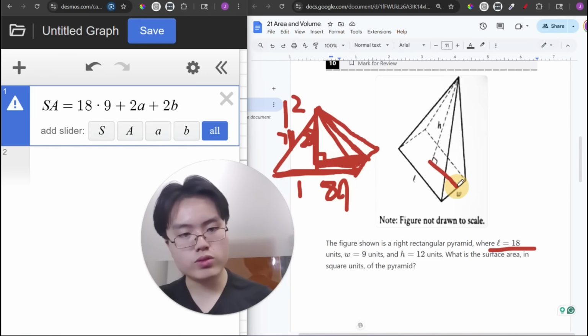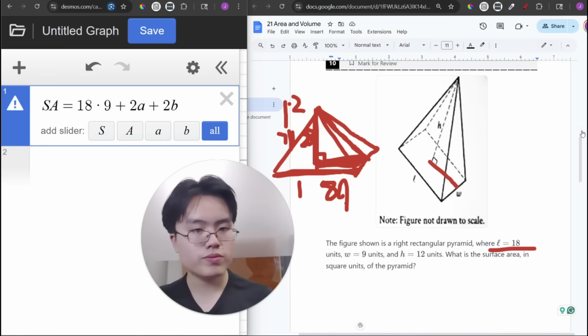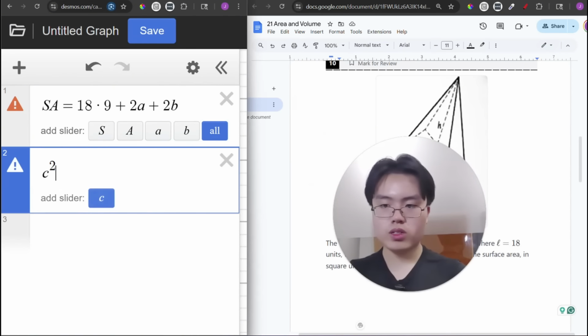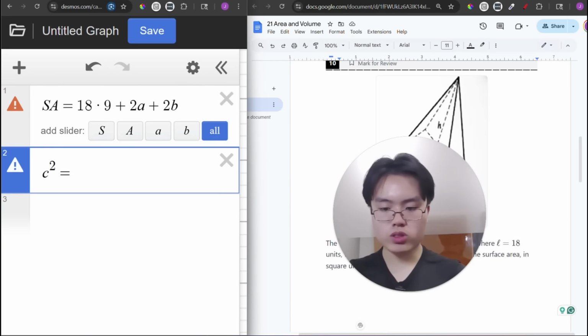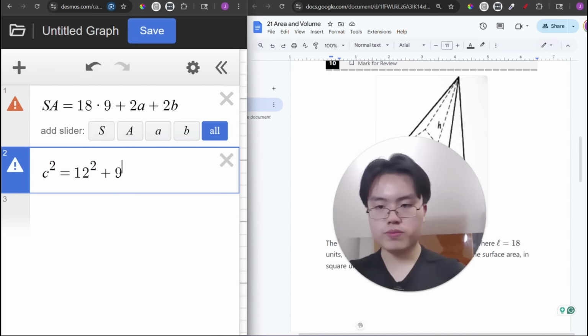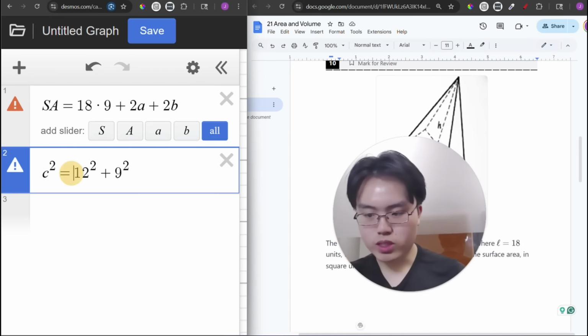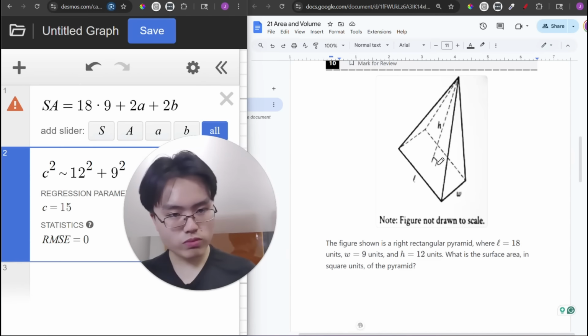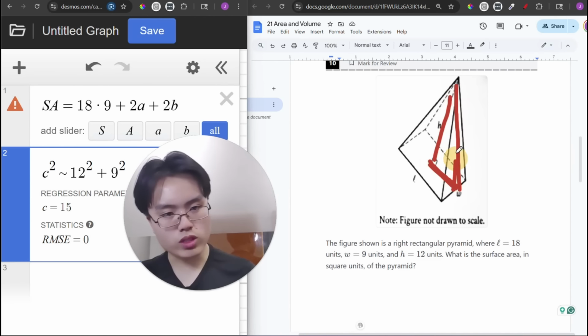So we know 2 legs of this right triangle, 12 and 9, and we can get the hypotenuse using the Pythagorean theorem. We need to find the hypotenuse: a squared plus b squared, which is 12 squared plus 9 squared. Let's have Desmos solve c for us. So c is 15. That's actually this height, the slant height of that side.